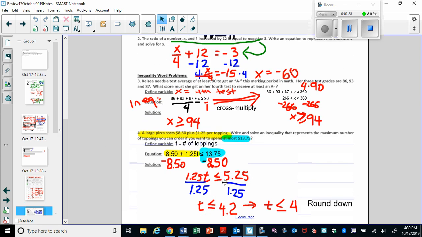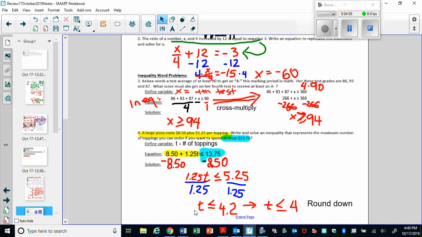Number 4, similar to number 1. The only difference is you have an inequality. The other part is if you do your adding or subtracting first, when you divide by your coefficient, here we have a value that is a decimal. But you can't have, in most cases, non-whole amounts of items. So you have to round down in this case. Because 4.2, that's down to 4.